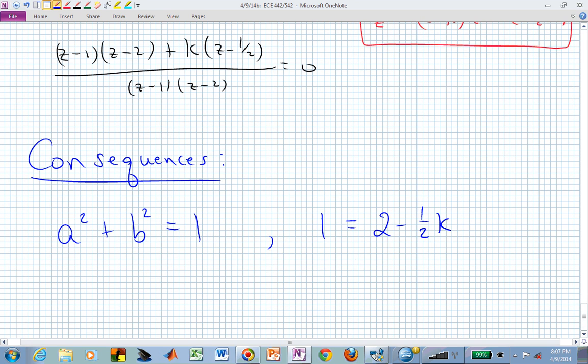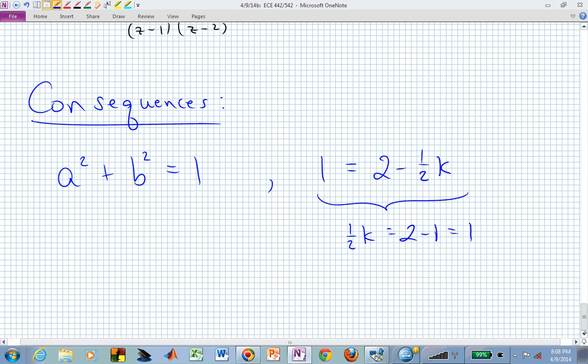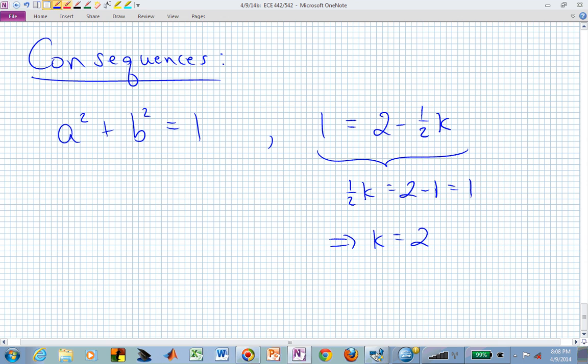And now we can solve this for k. We now have 1/2 k is equal to 2 minus 1, which is 1. Or if we now solve that for k, we see that k is equal to 2. And this is actually a piece of the information that we needed. This is the value of our gain, k, that we can crank up.